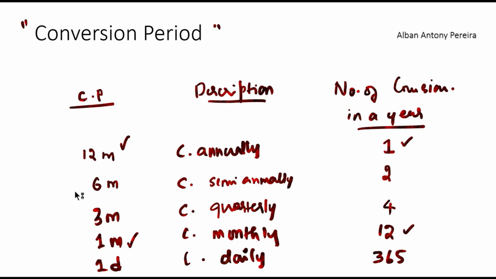Compounded quarterly means a 3 months cluster. Quarter means 3 months, and 4 times 3 months come in a year. Next one is compounded monthly. Compounded monthly means 1 month, and how many 1 months are there in a year? 12 months, so 12 conversions in a year. Compounded daily means 1 day, and 1 day comes 365 times in a year.